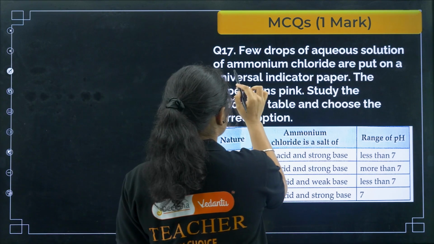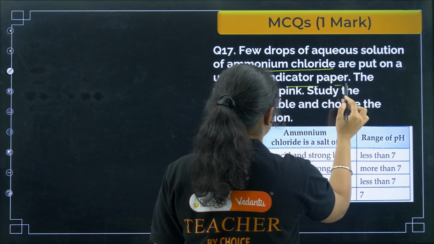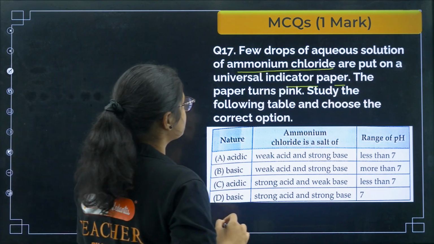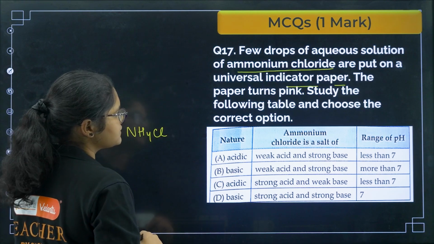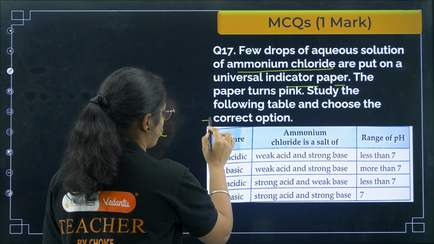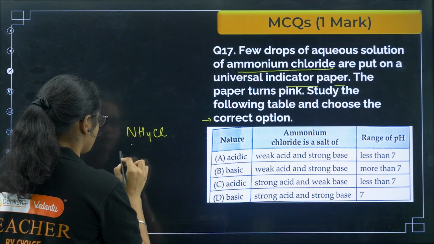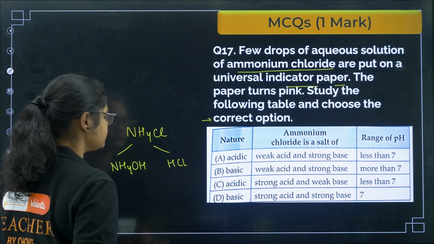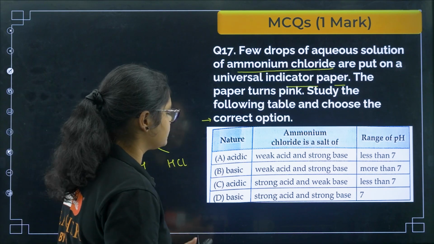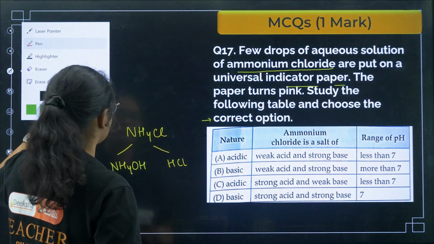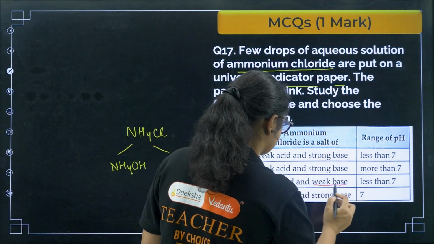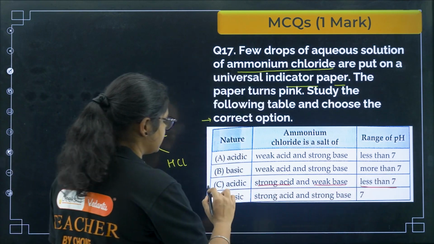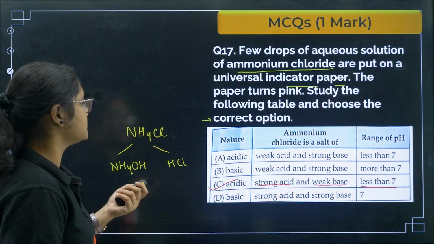Next, a few drops of aqueous solution of ammonium chloride are put on a universal indicator paper. Now the paper turns pink. Study the following table and choose the correct option. NH4Cl is made up of NH4OH and HCl. So it is a weak base and strong acid. Where will we get that option? Weak base and strong acid. So definitely the salt is acidic and the pH will be less than 7. Option number C is the correct answer here.